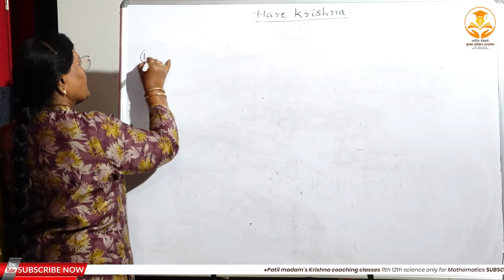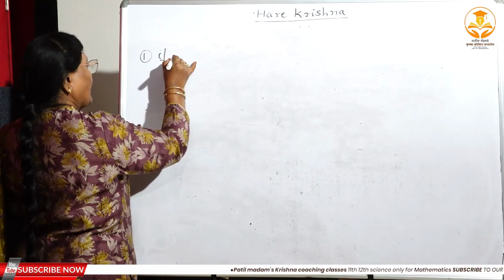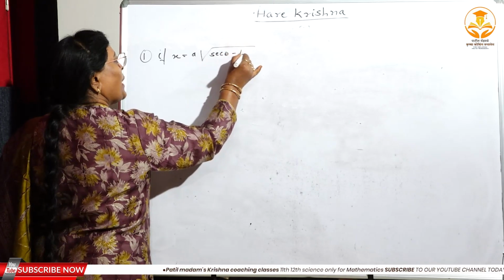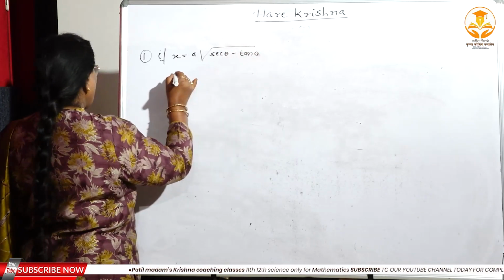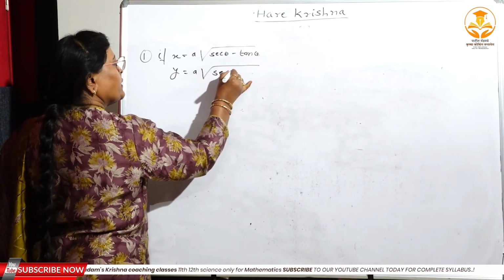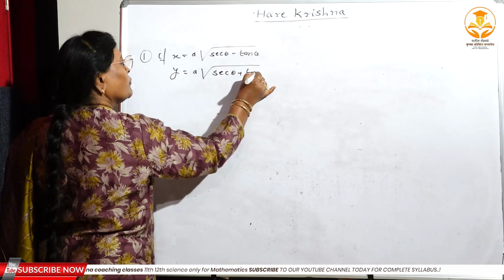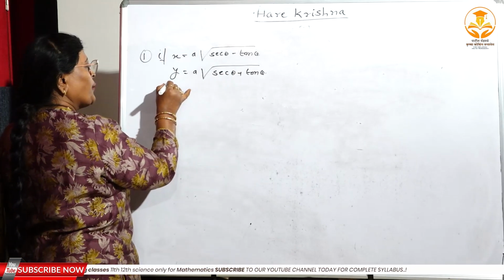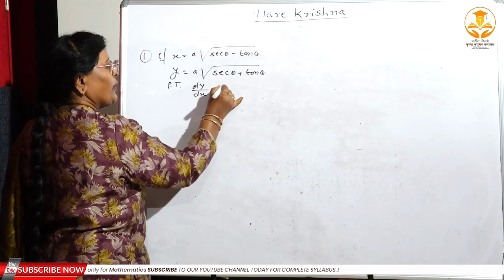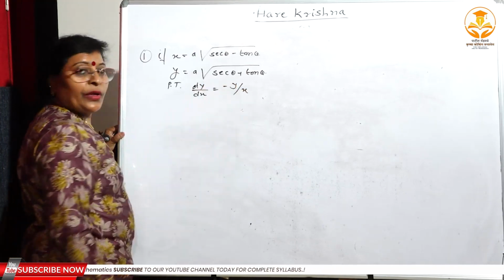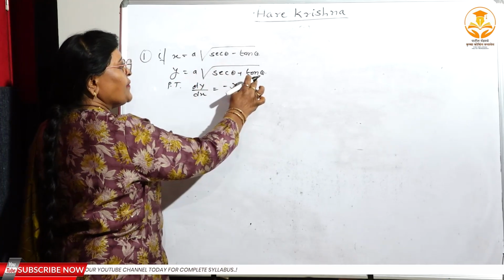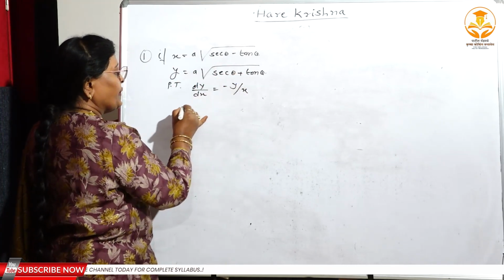If, first example, x is equal to a root of sec theta minus tan theta, and y is equal to a root of sec theta plus tan theta. Here we have to prove that dy by dx is equal to minus y by x. Right? Again very simple here. x is a function of theta, y is a function of theta. You have to differentiate with respect to theta.